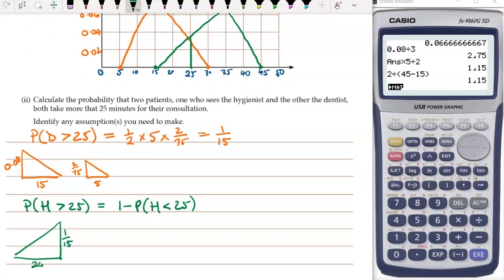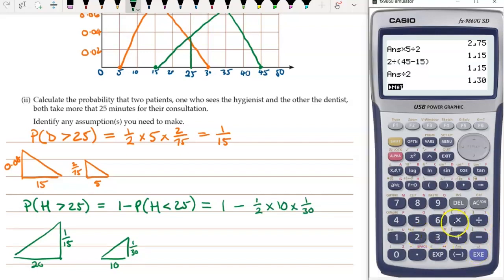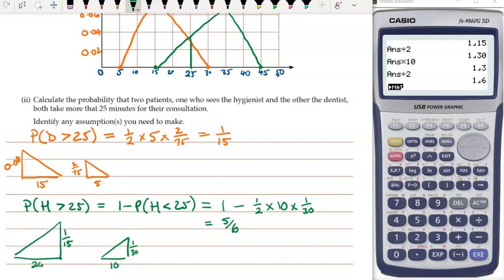Now the smaller triangle that happens at 25 has a base of 10, 15 up to 25. So that height will be half as much, so it'll be 1/30th. Okay, so our area now is going to be 1 minus half times the base times the height. So 10 divided by 2 is going to be 1 minus 1/6, so that is equal to 5/6.